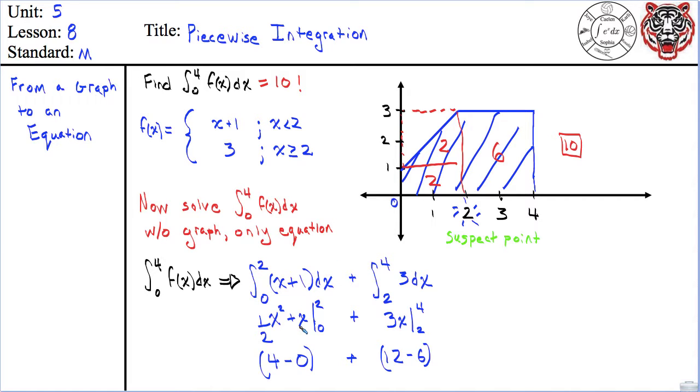I mean, they should match up, right? And then this one is 6, this one is also 6. So this is going to turn into 4 plus 6, which is equal to 10. So we can get the same answer only using integration without graphing.